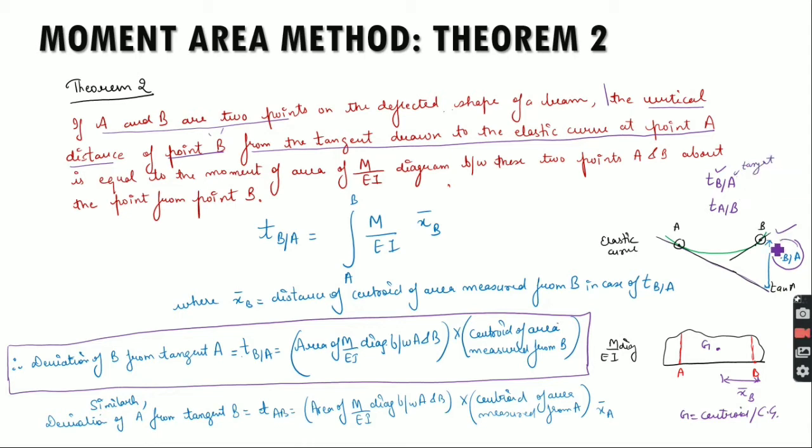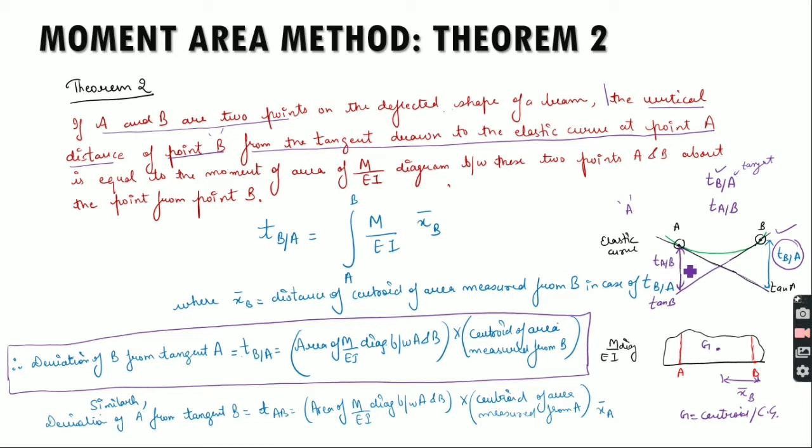So I am calculating basically the distance of point B here. So I have written TB first, B first. If I want to calculate, I will show in this diagram, if I extend this tangent at B like this, and if I calculate distance of A from this tangent at B, then this will be TAB. Understood? So this is the difference between TBA and TAB.